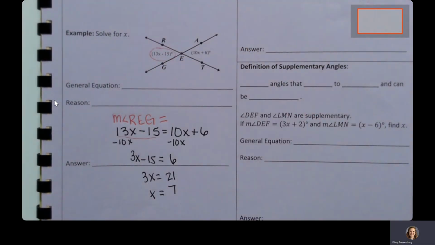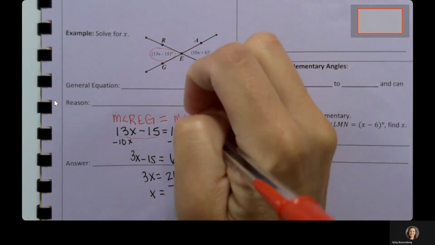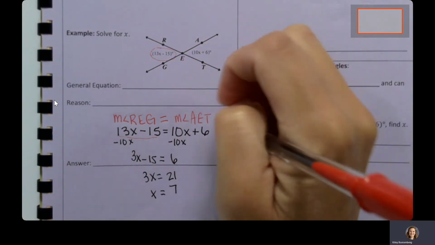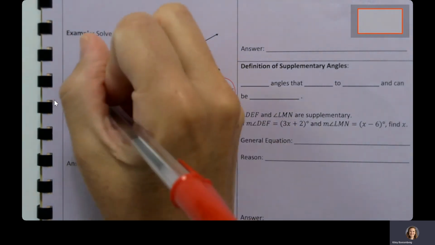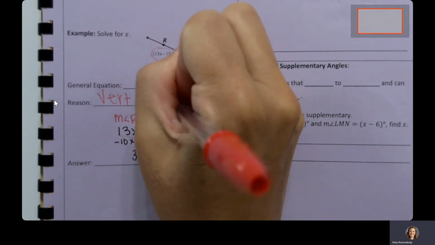And then on the other side is angle AET. And that's your general equation. Take what you did and write what angles they are. Okay, so this angle, this 13x minus 15 came from this angle. So I wrote that angle down, wrote an equal sign, and then I wrote the other angle. What's my reason? Vertical angles theorem.